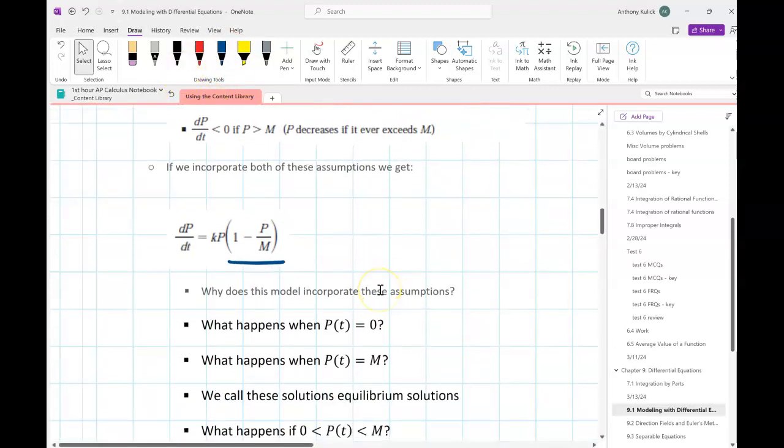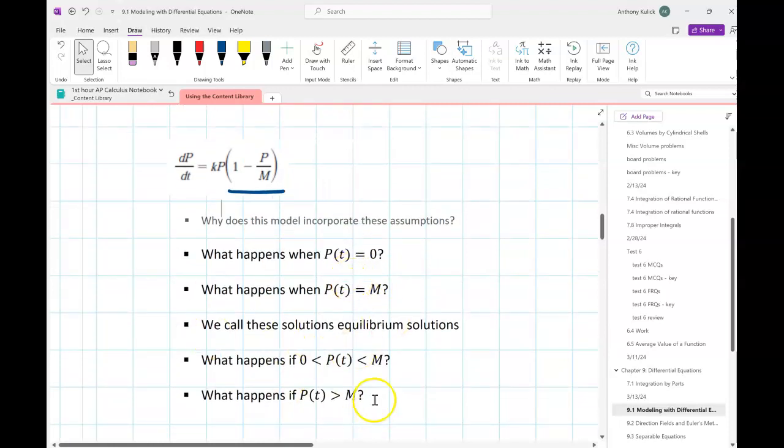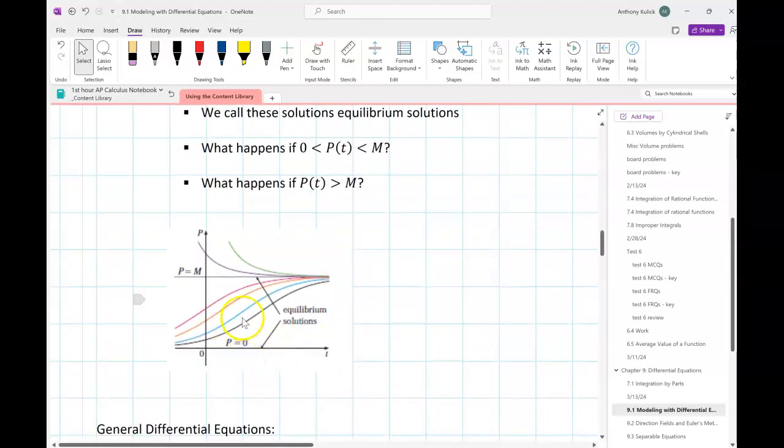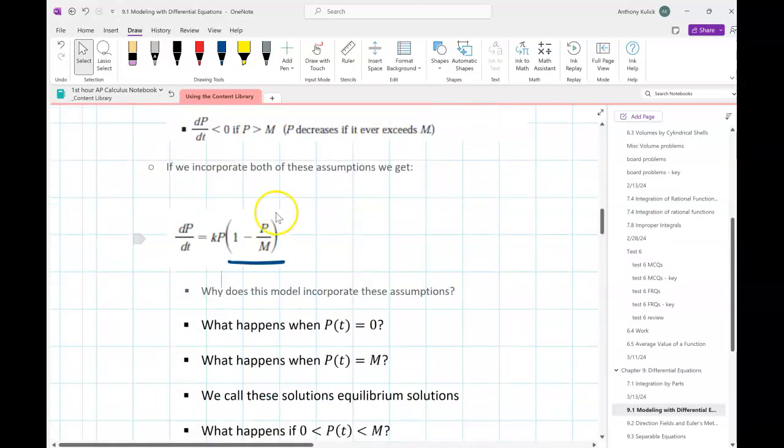All right. We talked about what happens here. So here is what our solutions might look like. Notice that we talked about how the logistic curve has those two asymptotes. Those would be equilibrium solutions, right? If the population becomes 0, well, this thing is just stuck at 0, right?